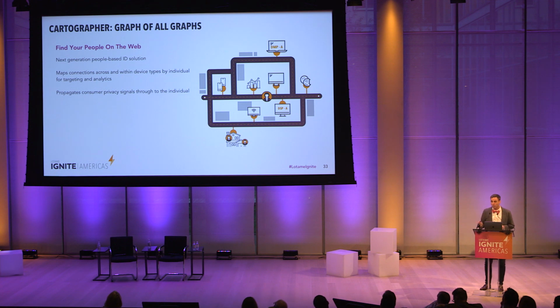The Lightning Tag, I'm going to talk a little bit more about how it works together with the Cartographer piece, but the Cartographer is a graph, an identity graph. It is a next-generation, people-based identity graph. It maps connections between and within device types and clusters them to the individual. This is very important because we're moving away from devices and cookies to the person, and we think that by moving to a probabilistic individual identifier, we can be more privacy compliant and we can persist privacy consent signals that consumers are sending us better in this way.